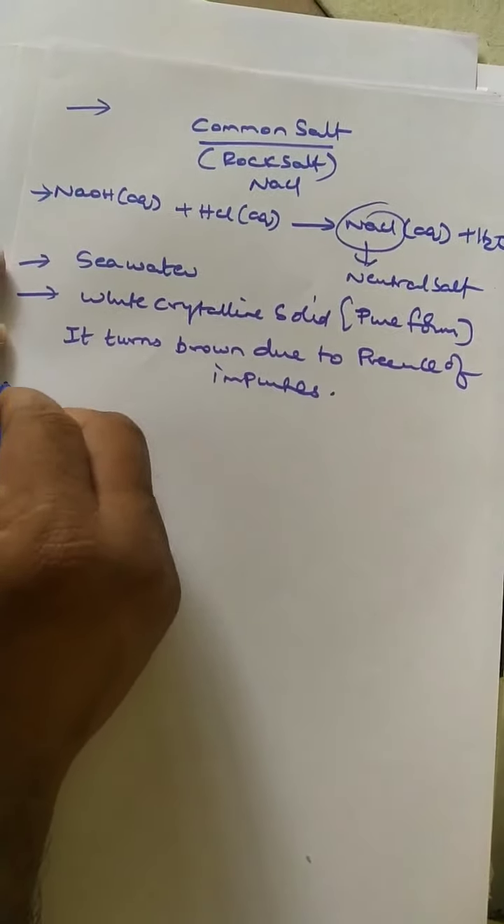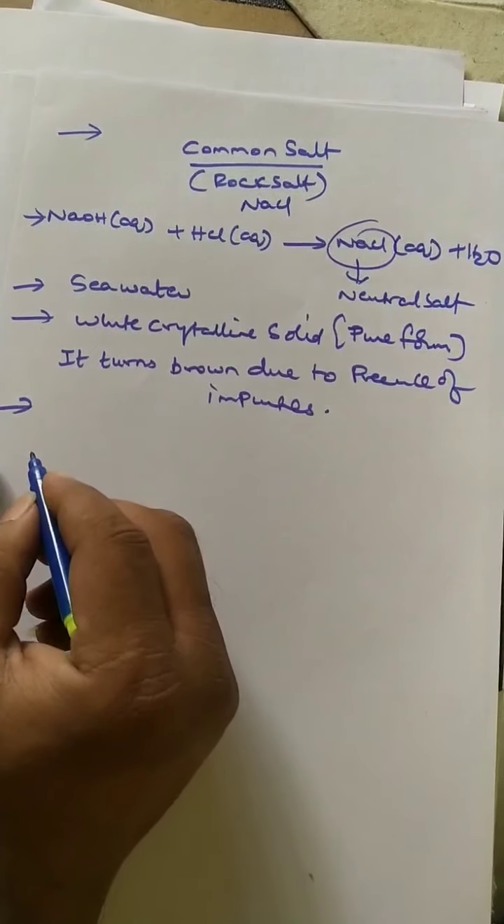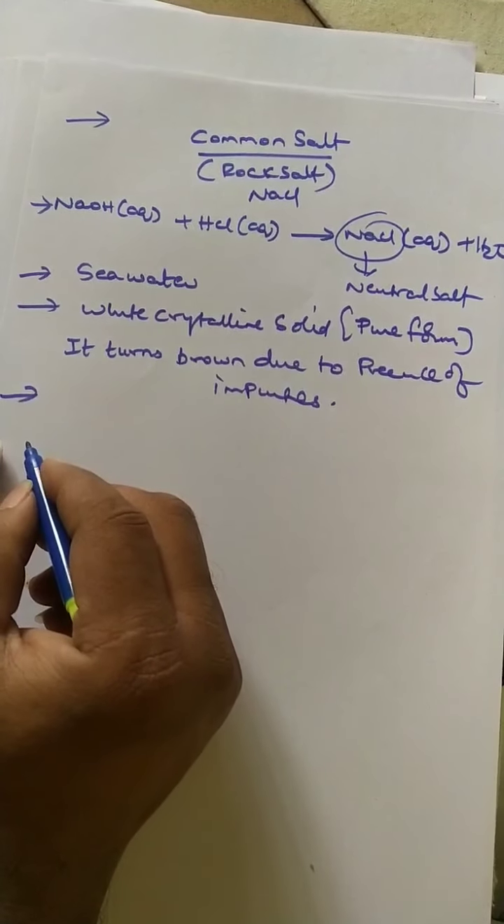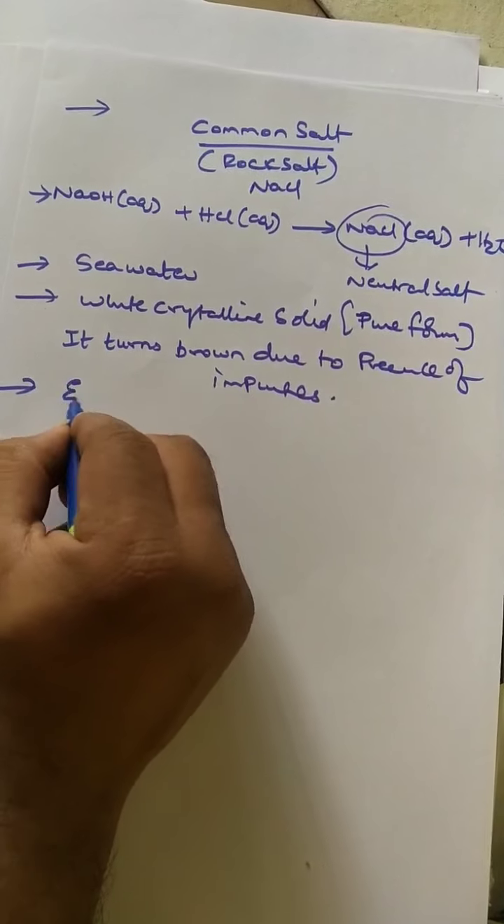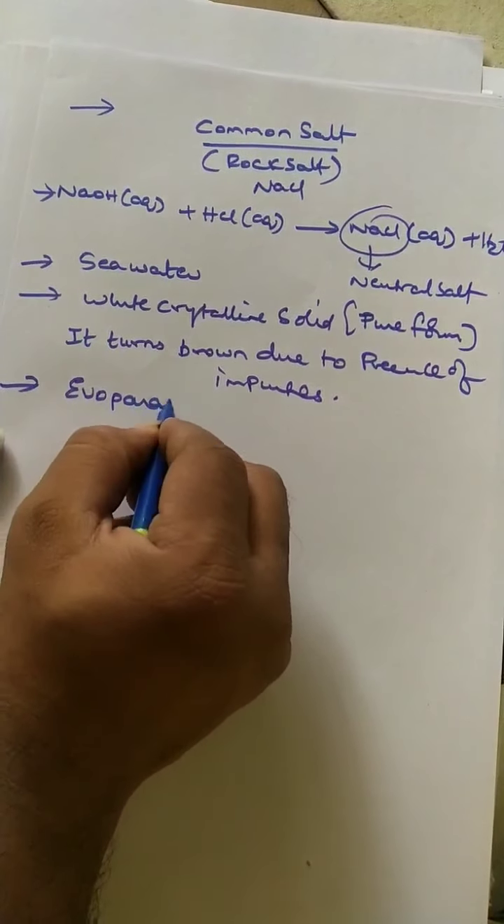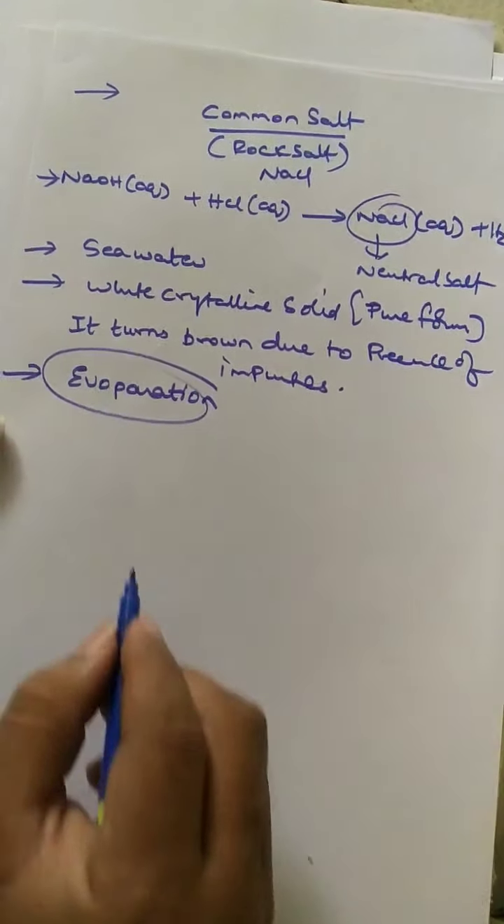So this is the point. Mainly seawater contains many dissolved salts in it. Common salt is mainly obtained from seawater by the process of... what process, students? Evaporation. By using this process we generally prepare common salt.